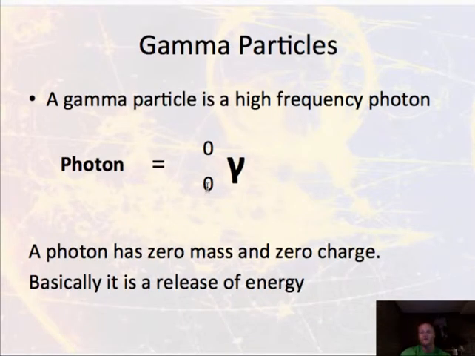The last type of particle you need to be aware of is a gamma particle, and a gamma particle is just a high-frequency photon. It's basically energy that's being released. And so it has 0 mass and 0 charge. It's just a bunch of energy, and so this is the symbol for gamma, and notice everything is 0 across the board, just because it's energy. It has no mass, it has no charge. It's just energy that's being released.